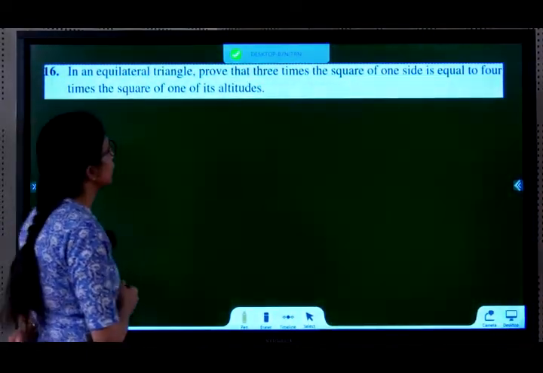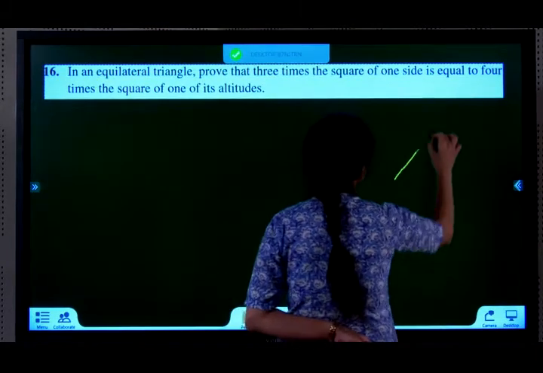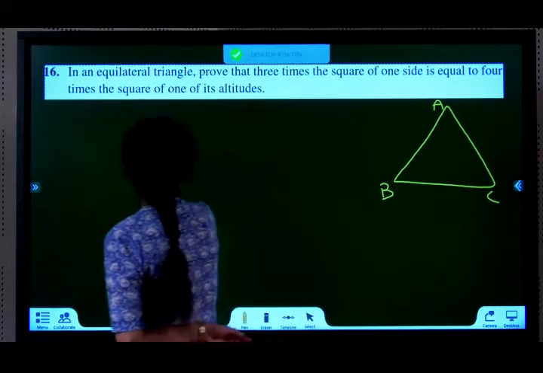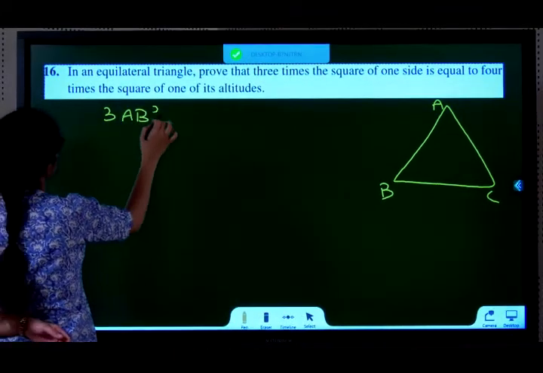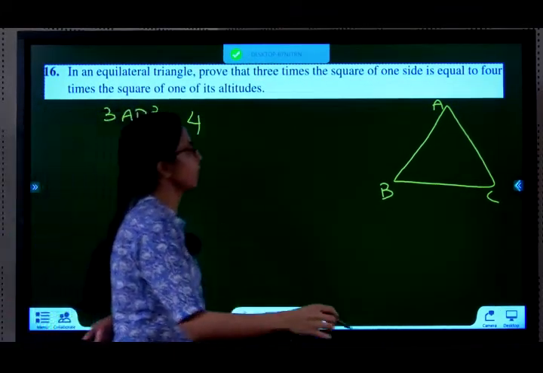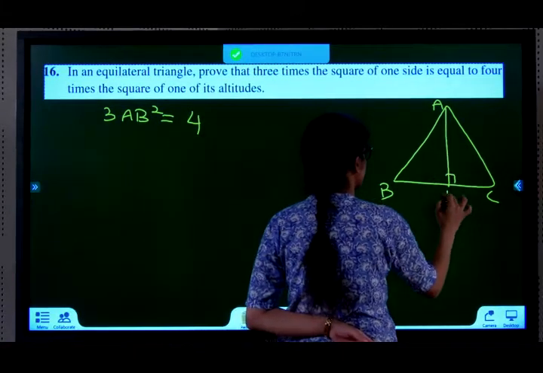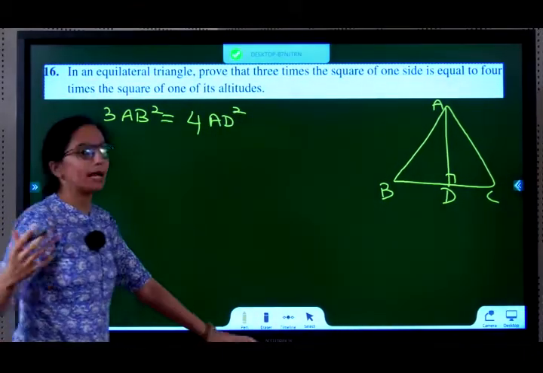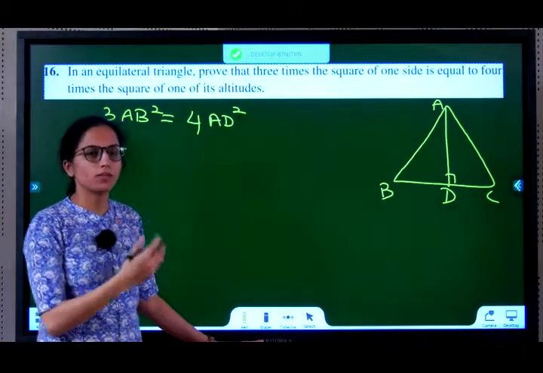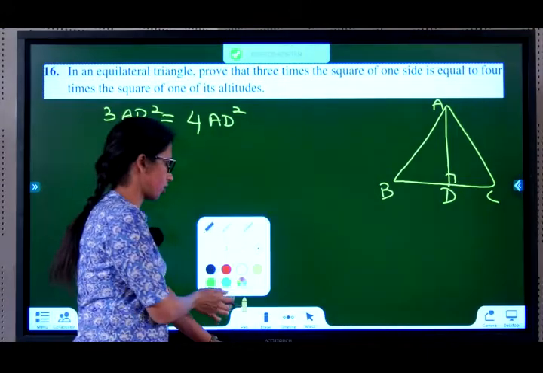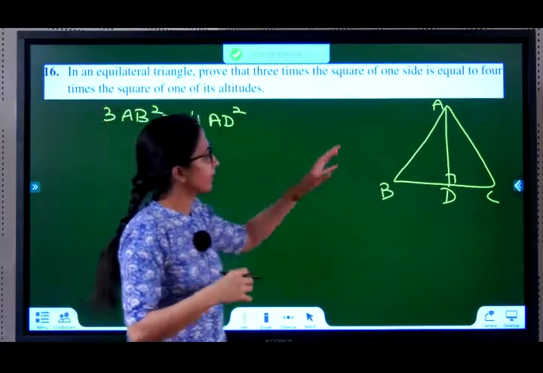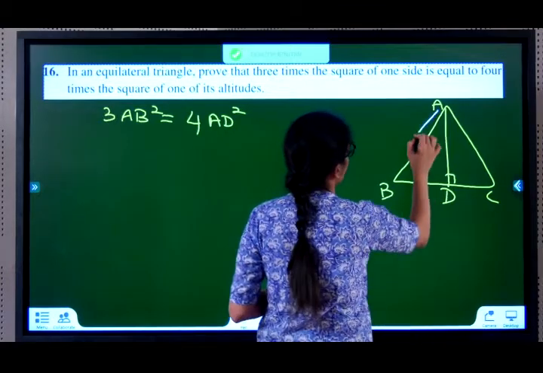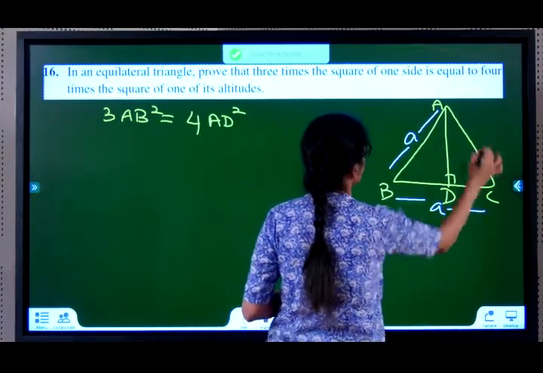In an equilateral triangle, prove that 3 times the square of one side, so 3AB square is equal to 4 times the square of one of its altitudes. See, in all equilateral questions, I will solve using the A method. You take one of the sides as A, it's always easier. You can solve like how it's in the other books, taking AB, BC and so on, but you may get confused. So I will stick to the A method. I will take all this as A.